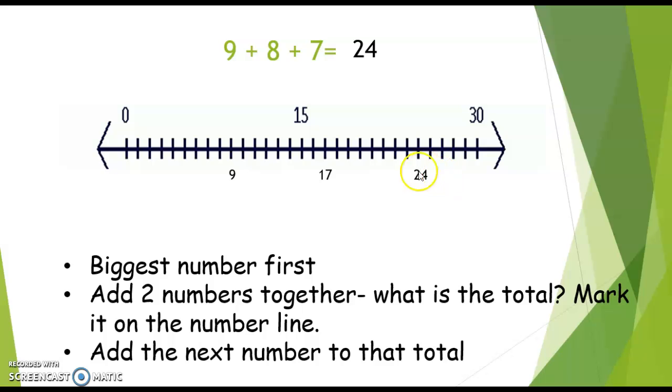Can you see how I've got the numbers here? We do this so we don't get lost in our number line. So we've added 2 together. For example, here we've got 9 and 8 equals 17, and then we're adding the next numbers to the total. So we're at 17, we're adding 7, and it equaled 24.